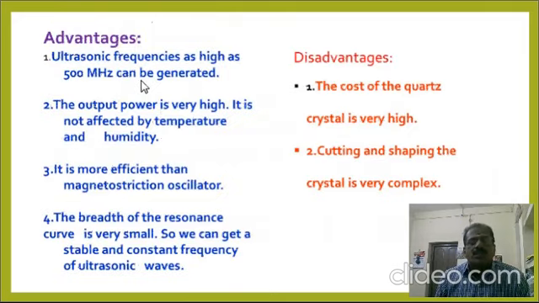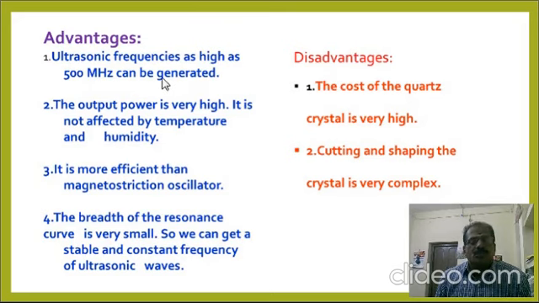Then what are the advantages and disadvantages of ultrasonic waves? We will see. The first advantage is that ultrasonic frequencies as high as 500 megahertz can be generated. Using the mechanical method and the magnetostriction method, we are able to produce only 300 kilohertz ultrasonic waves. But using the piezoelectric oscillator, we can produce high frequency ultrasonic waves, up to 500 megahertz.